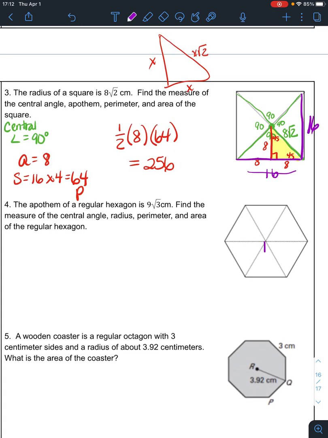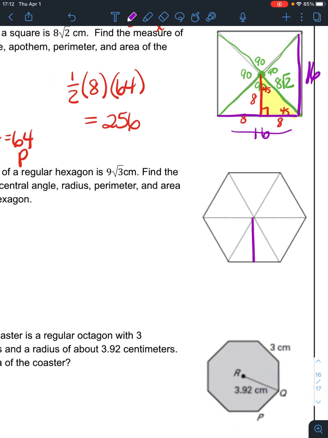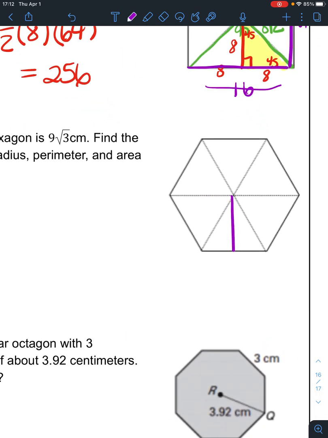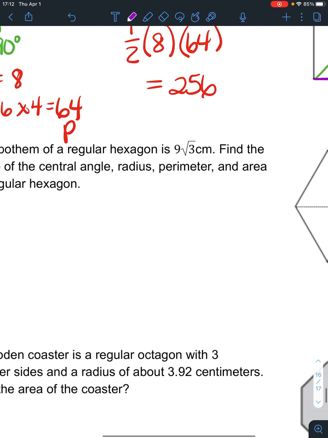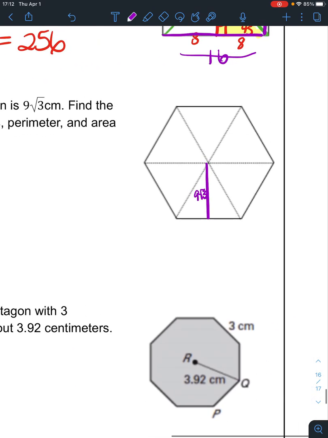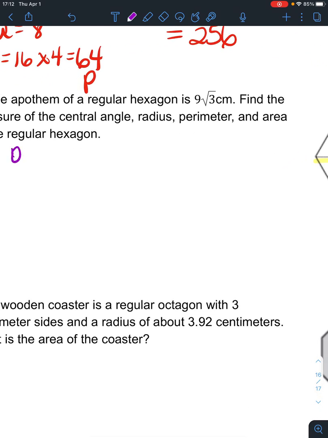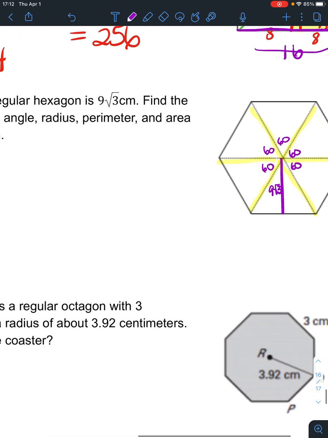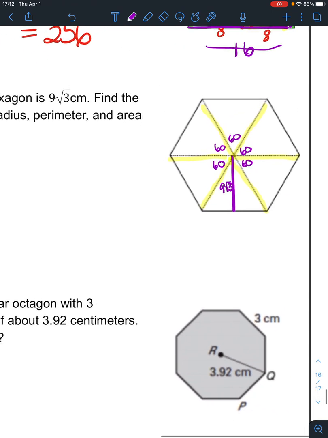Okay, so given this hexagon, the apothem is 9 root 3. So you have to know what an apothem is. I always draw it. You can draw it in any triangle, but I always draw it there. So that is 9 root 3. It says to find the measure of the central angle, the radius, the perimeter, and the area of the regular hexagon. Okay, so these are my central angles again. If we take 360 and divide it by 6, then we get 60 and 60 and 60. Those are all 60. So my central angle, my theta, is 60.